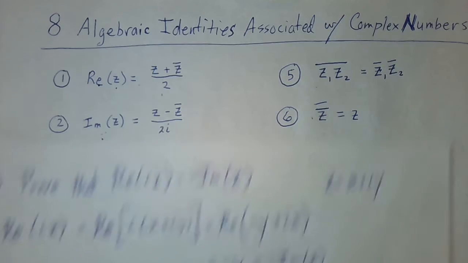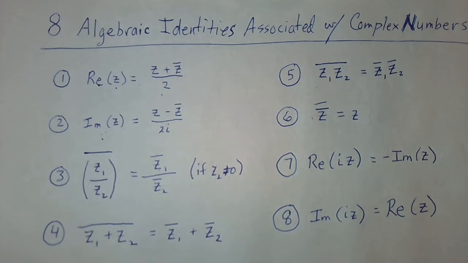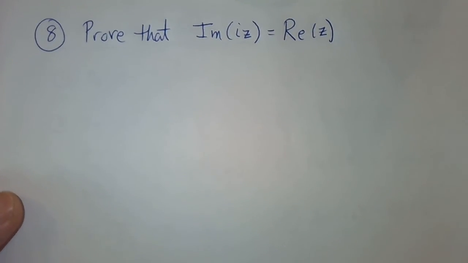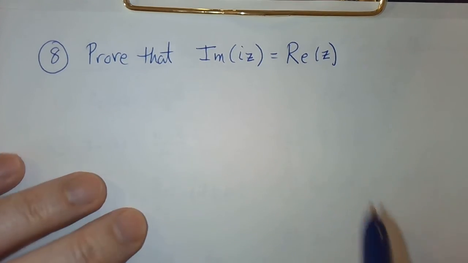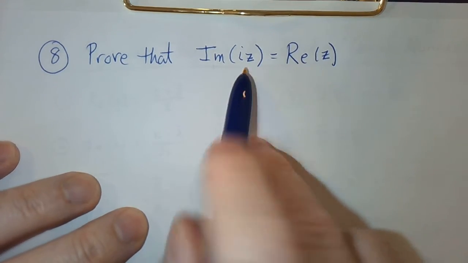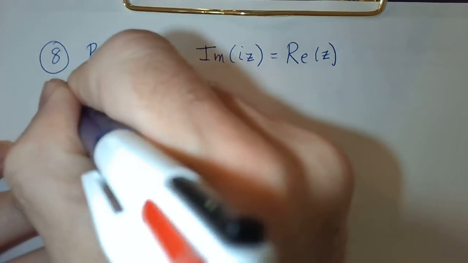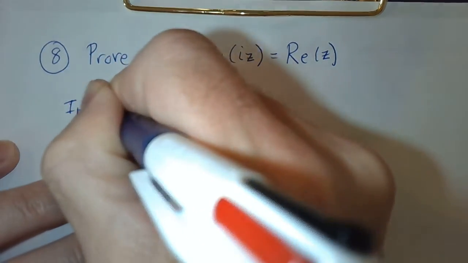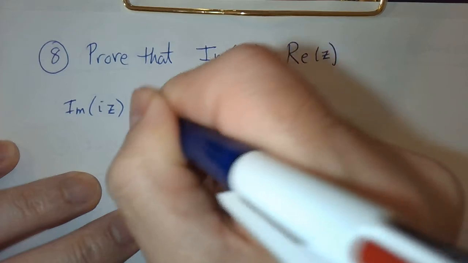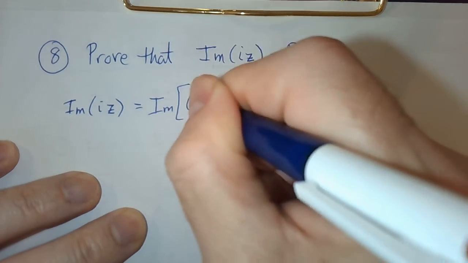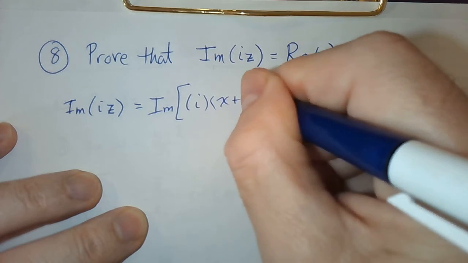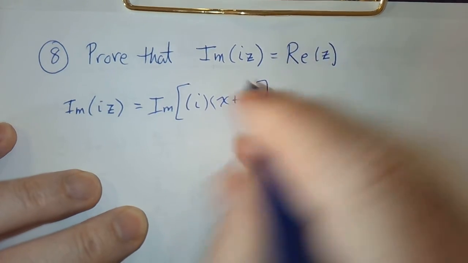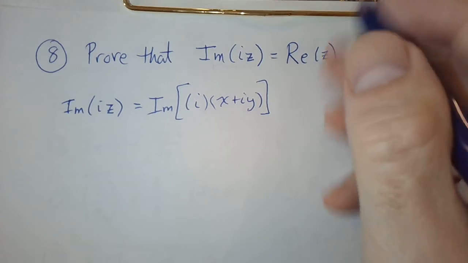Okay, let's look at number 8. Number 8 is similar. I'm going to do some of the same work, but that's fine. It just takes a minute. The imaginary part of iz is the imaginary part of i times x plus iy. I didn't have to put the i in parentheses, but I did.